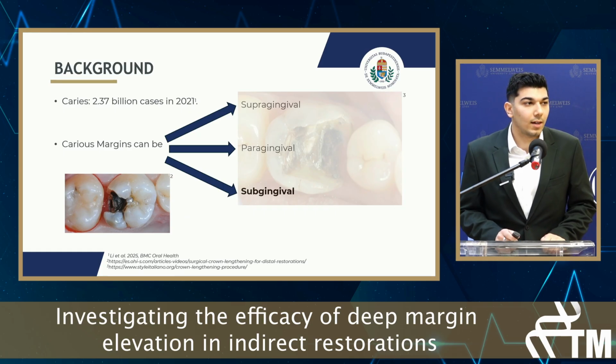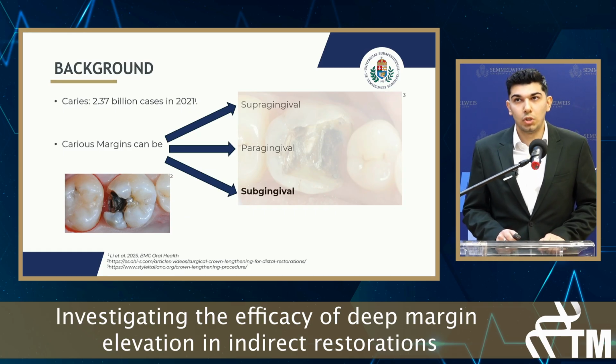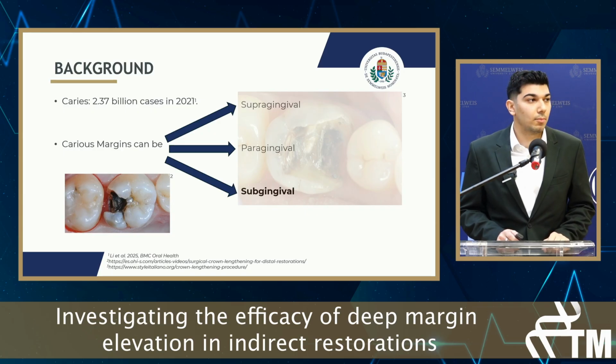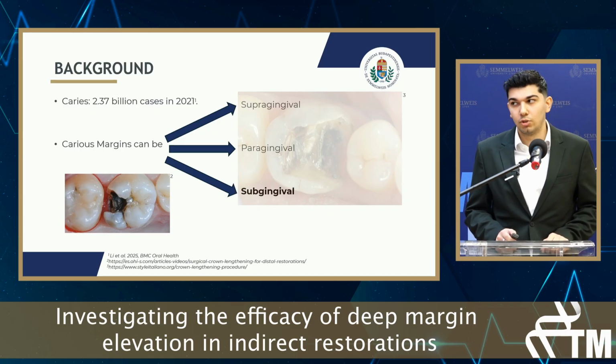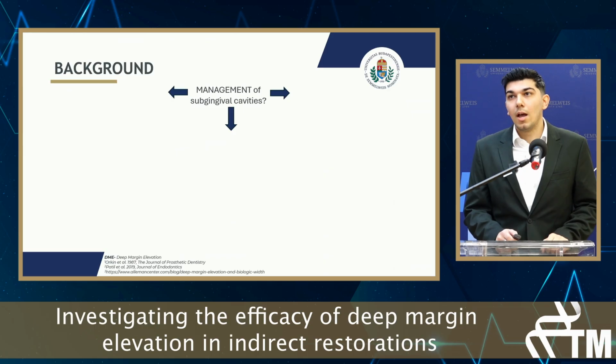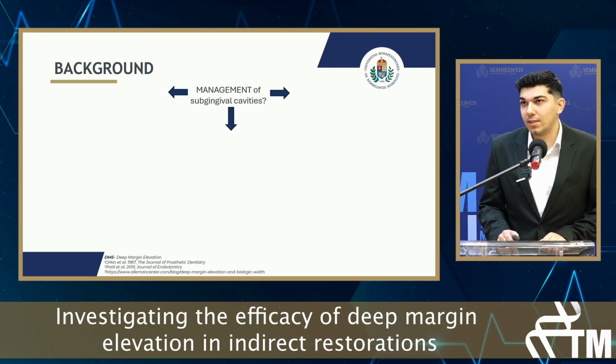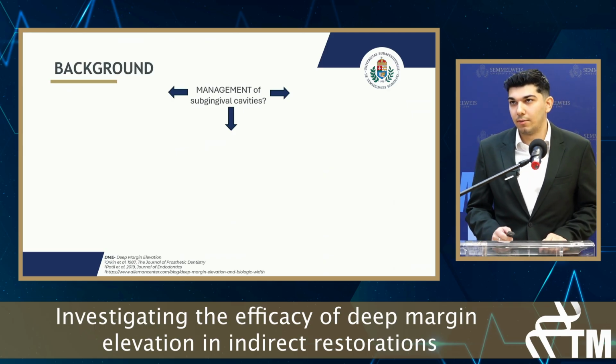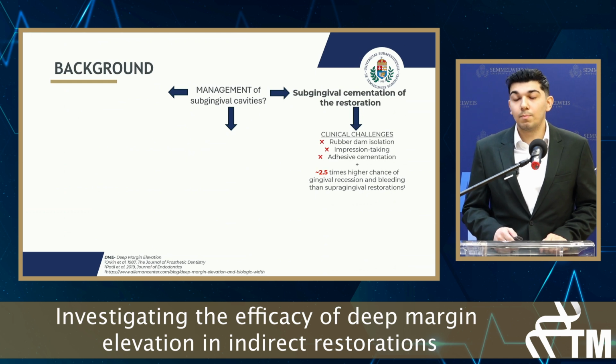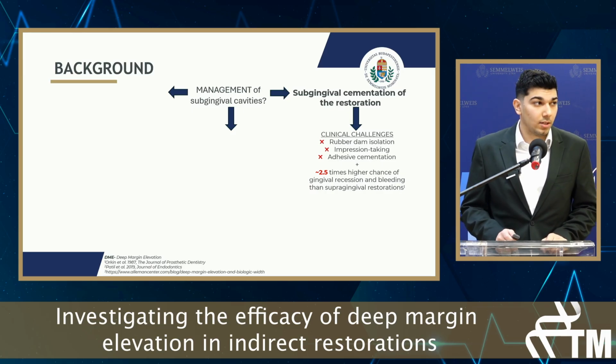It is well known that caries causes billions of cases each year. Caries margins can either remain at a supragingival or paragingival level, but if not detected early, then they can extend to a subgingival level and cause many clinical challenges. A very frequent clinical question which arises is how can we manage these subgingival cavities? The first method is by placing the restoration directly at the subgingival level. However, many clinical challenges arise during the procedure, such as the rubber dam isolation and the impression-taking procedure.